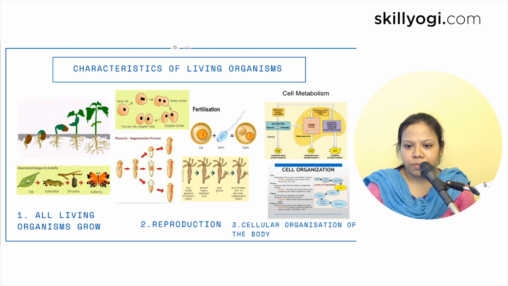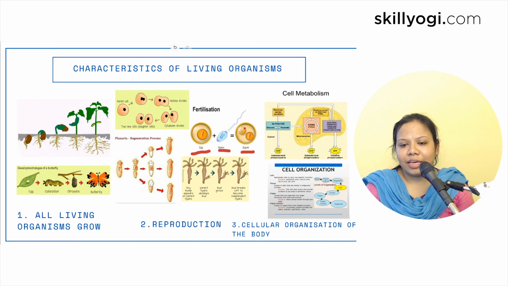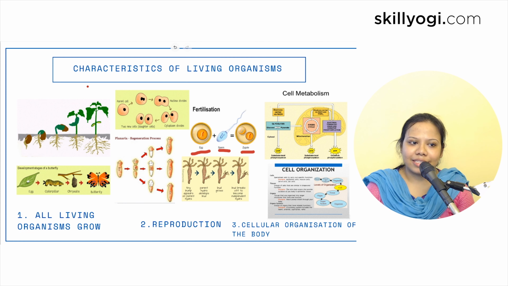In sexual reproduction, the egg, which is the female gamete, and the sperm, which is the male gamete, are fused and produce the zygote. From this zygote, new offspring or new living organisms grow up, which look like their parents. Sexual reproduction takes place in higher organisms like human, elephant, etc.